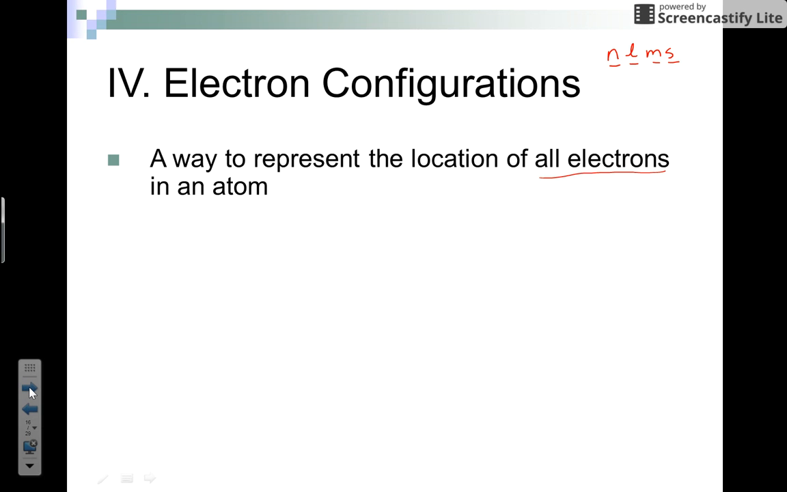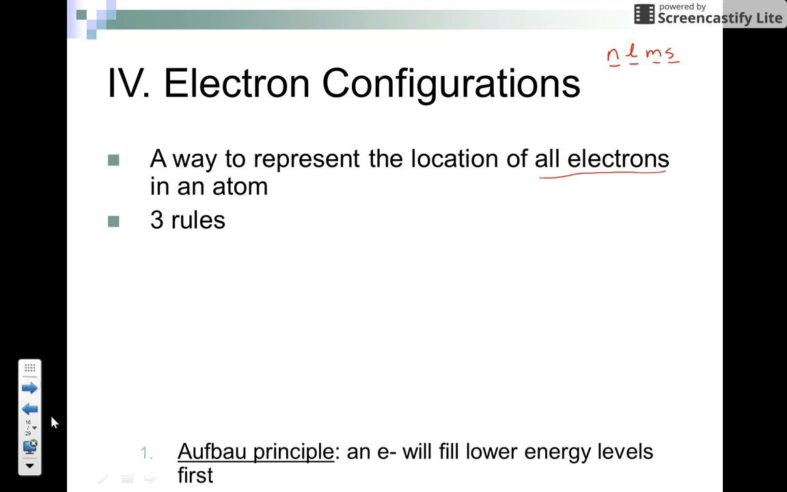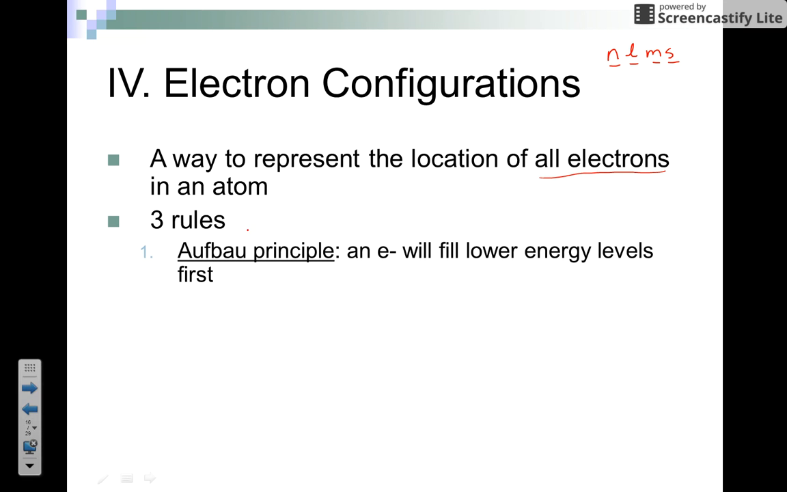It's actually much easier, in my opinion, to write the electron configurations, and it's really more helpful to us to understand the electron structure in your atom. Now, there are 3 rules that we have to follow when we write our electron configurations. The first rule is the Aufbau principle.